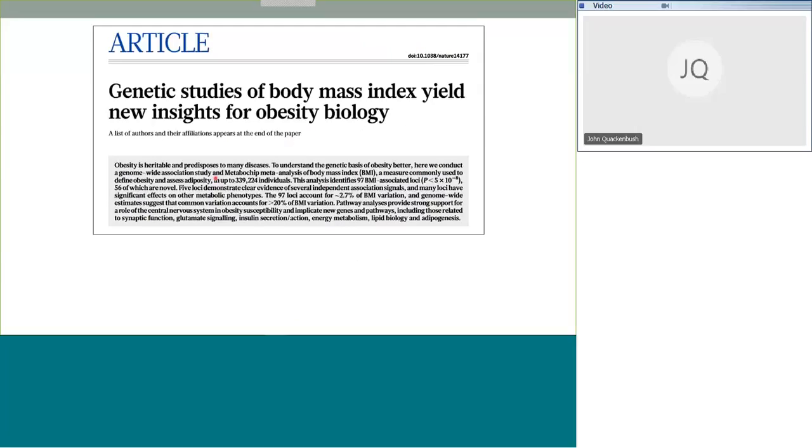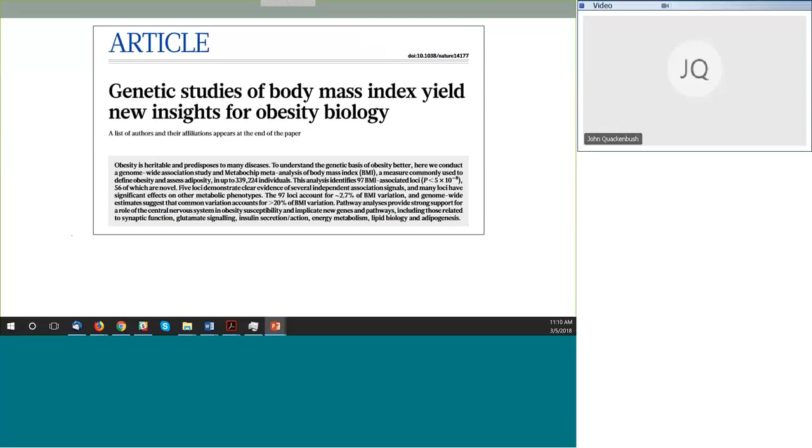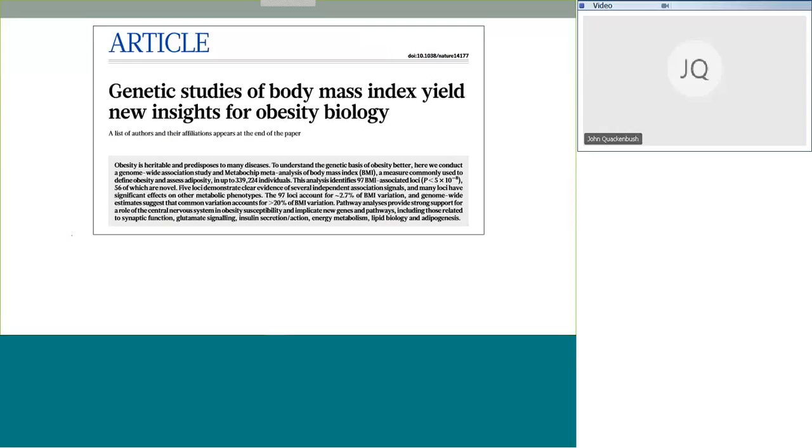The same group then looked at body mass index, and in this case, they looked at almost 340,000 individuals. And when they did this, what they discovered was that 97 SNPs would explain about 3% of BMI, and that in fact, to get to explaining the vast majority of body mass index, one needed almost all common SNPs. And in fact, all those SNPs would explain only about 20% of body mass index.